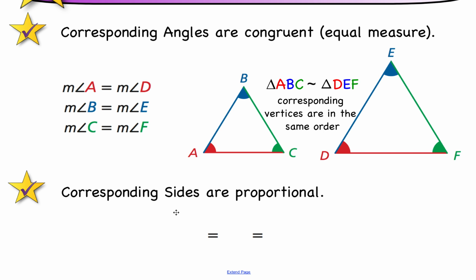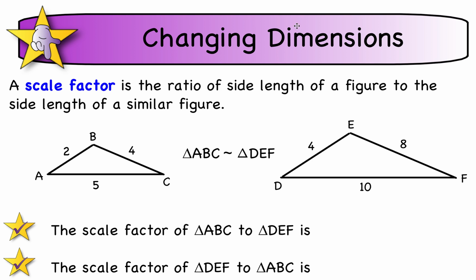The other property of similar figures is that the corresponding sides are not equal, but they are proportional. What that means is the length of any pair of sides, so I might say side AB corresponds to DE, the ratio of those two sides has to be the same as the ratio of BC to EF, which also has to be the same as the ratio of AC to DF. That might be a little confusing, so let's go ahead and look at some examples.